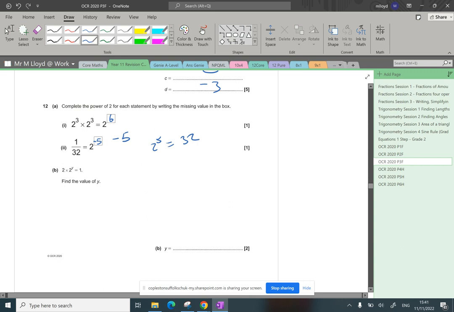Okay, 2 times 2 to the y equals 1. Now, 2 to the 0 will equal 1.